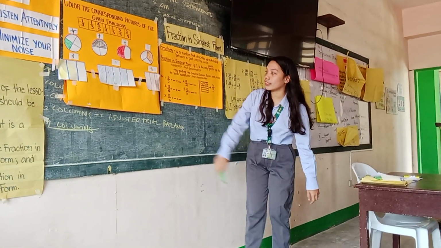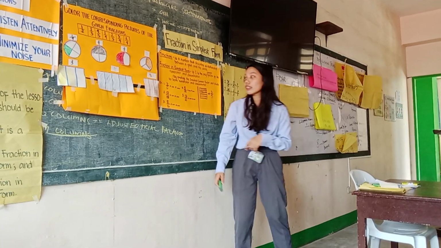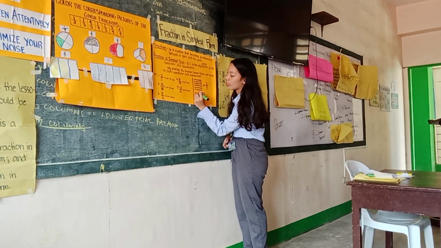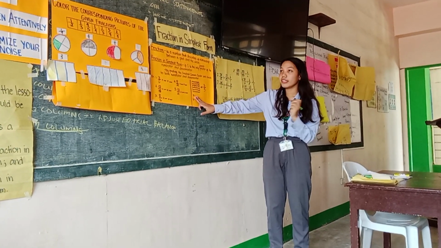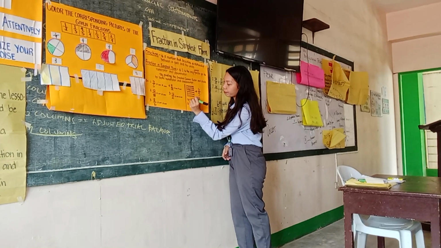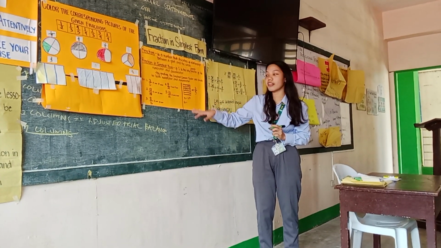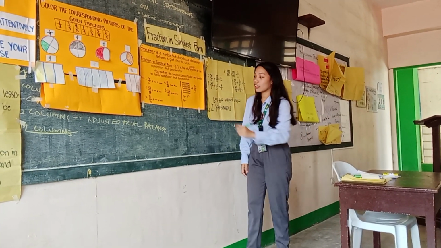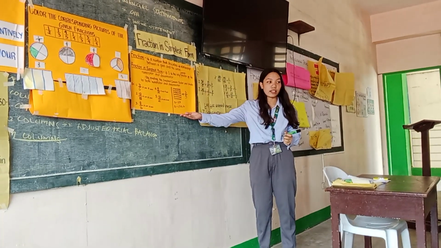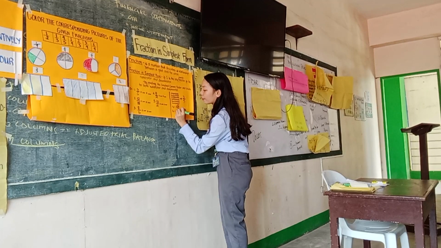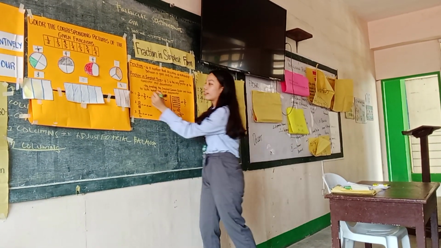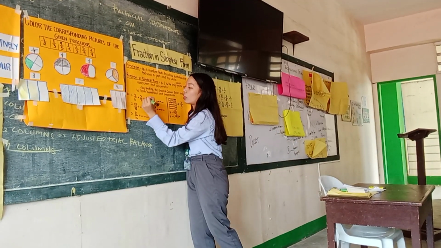For example, 3/6. We need to find the factors of 3 and 6. What factors can be multiplied to give us the product of 3? 1 times 3. Is there any other? None. How about 6? 2 times 3 and 1 times 6. What common factor have you seen? 3. Okay, very good. So the 3 will become the divisor. 3 divided by 3 is 1. 6 divided by 3 is 2. So the answer is 1/2.